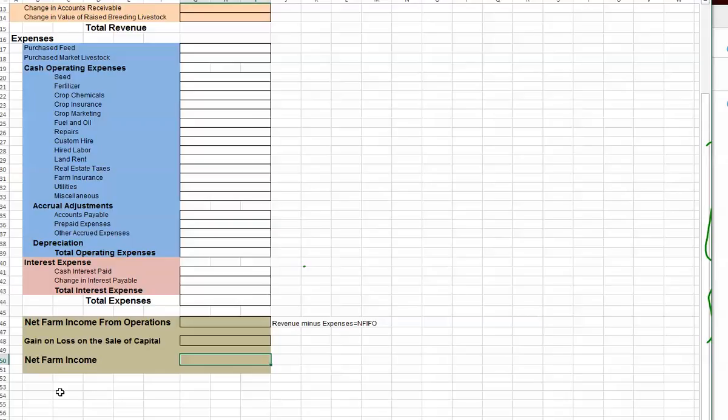So very quickly in summary, remember, net farm income from operations is simply revenue minus expenses, and this is the number that we're most interested in evaluating a farm. But if you do have unusual sales of machinery, equipment, land, or something of that nature, non-current type assets, then you can add that or subtract it if it's a loss from net farm income from operations, and you get something called net farm income.